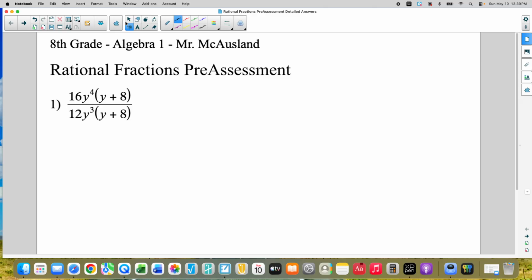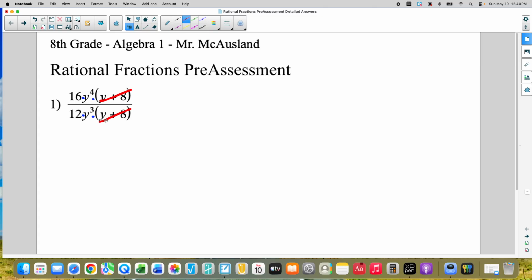Here we go. Pre-assessment for adding, subtracting, multiplying, dividing rational fractions. Fractions with variables and sometimes monomials, binomials, and trinomials. So what we got here, first we have to evaluate what are we doing? Are we adding, subtracting, multiplying? We can't add those. Those can't be simplified. So we are multiplying. Notice we're multiplying all these things together.